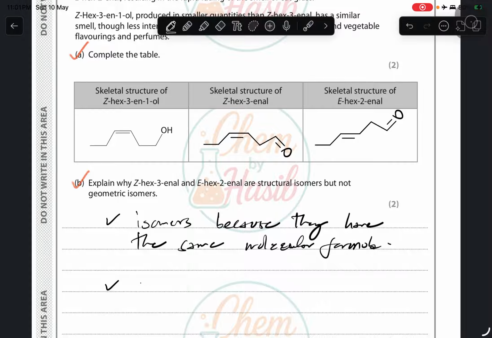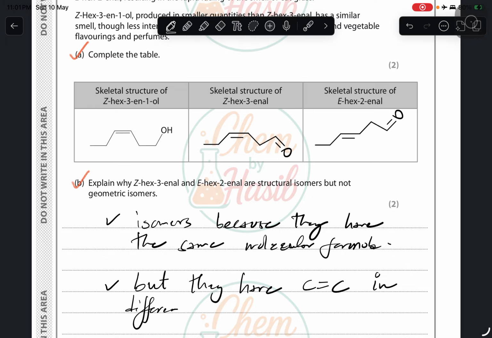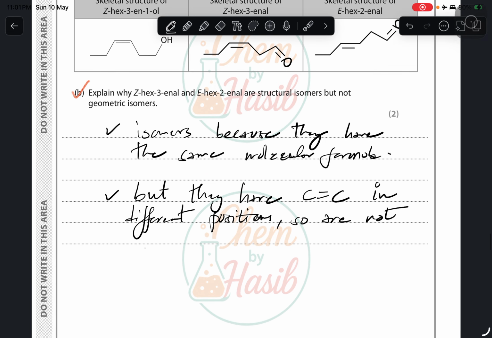But they have the carbon-carbon double bond in different positions, so they are not geometric isomers. All right.